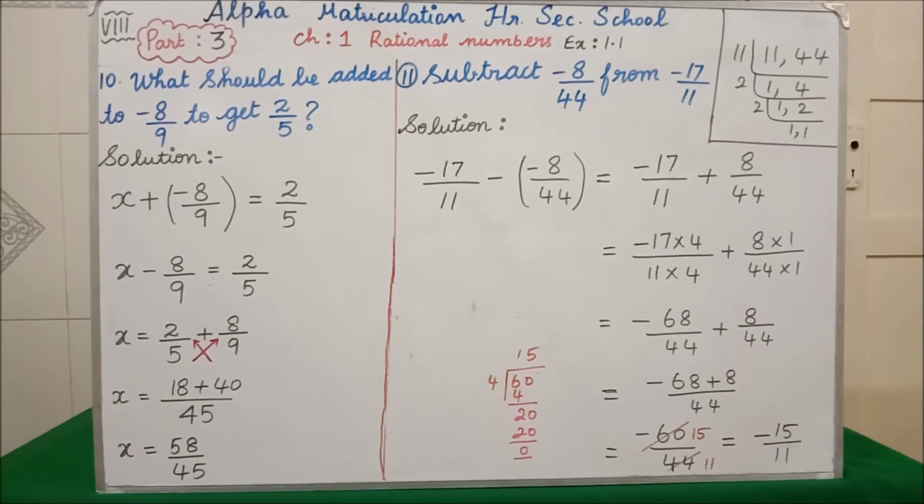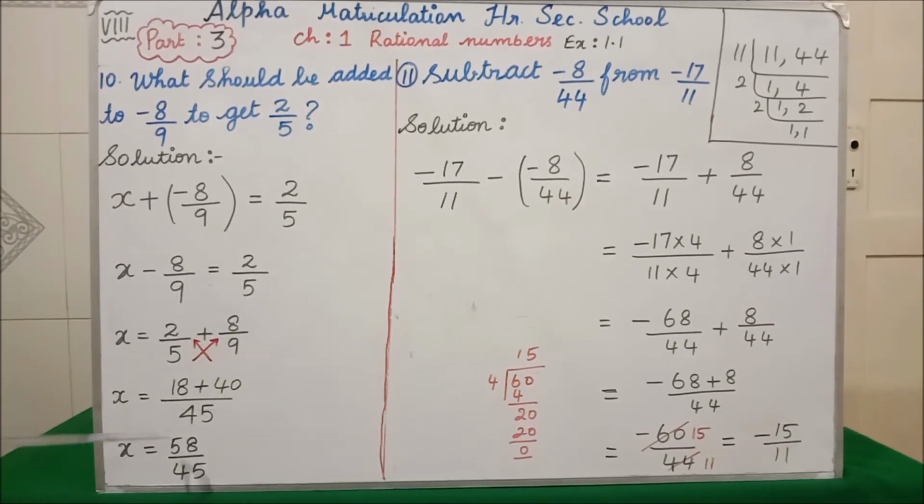Now what is the next step? 18 plus 40 we are having. 18 plus 40 is what? 58 by 45. Clear? Now we found the answer. x is equal to what? 58 by 45. So we have to add 58 by 45 with minus 8 by 9.